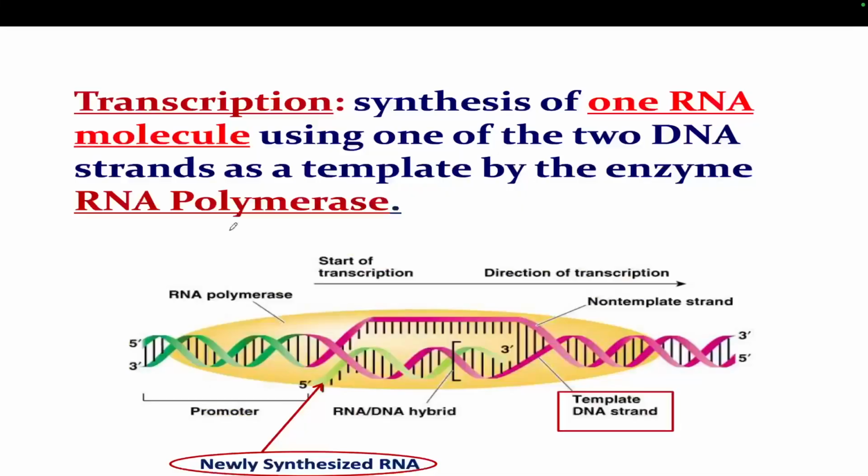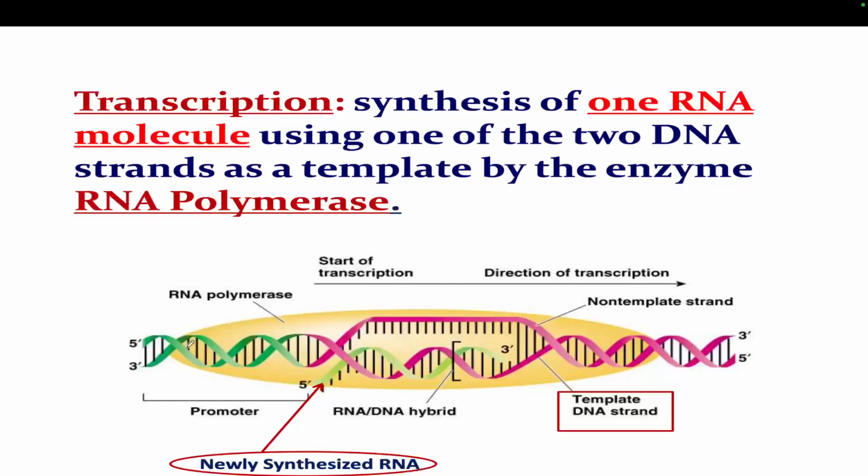So, what is transcription? Transcription is the synthesis of one RNA molecule using one of the two DNA strands as a template, by the enzyme RNA polymerase. This transcription happens from only one strand of the DNA, not from both strands. The strand that acts as the template strand will be the 3' to 5' end, and the 5' to 3' end will be identical to the RNA sequence.